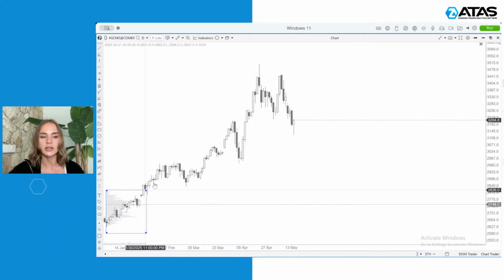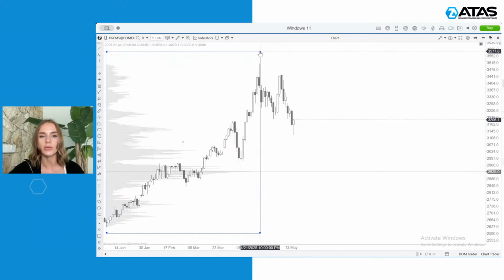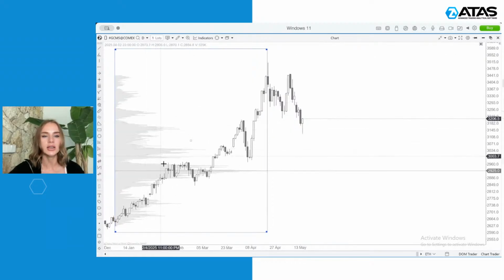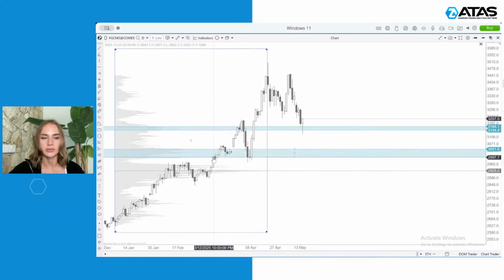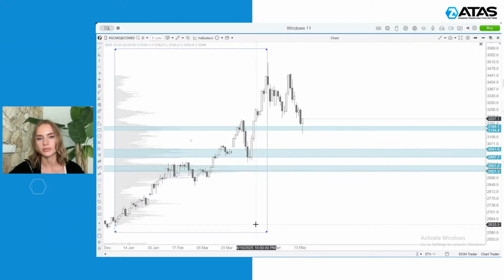So what I do is I place it from the lowest swing low to the highest high. And I'm going to be able to see several high volume nodes. So what I do immediately, I highlight them using the horizontal zone. One high volume zone is here. One high volume zone is here. And one high volume zone is right here.